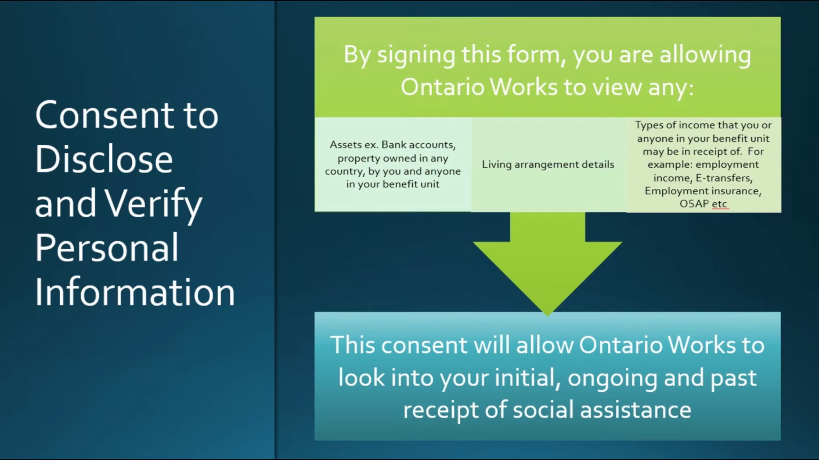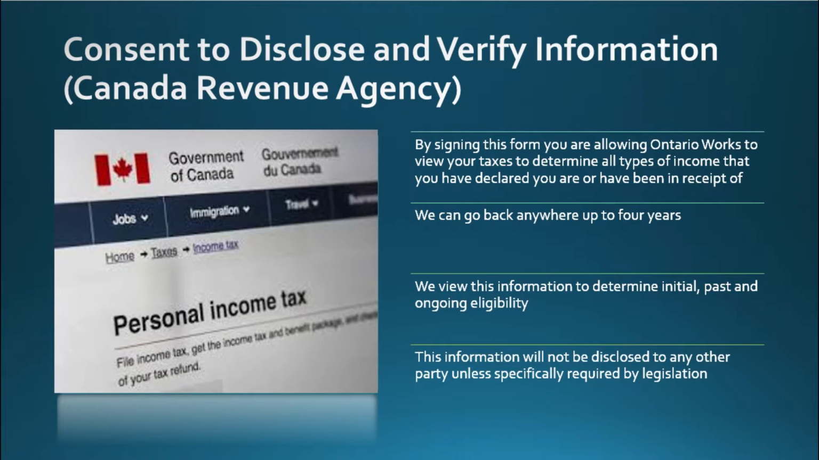For example, employment income, e-transfers, employment insurance, OSAP, etc. This consent will allow Ontario Works to look into your initial, ongoing, and past receipt of social assistance. Consent to disclose and verify information.